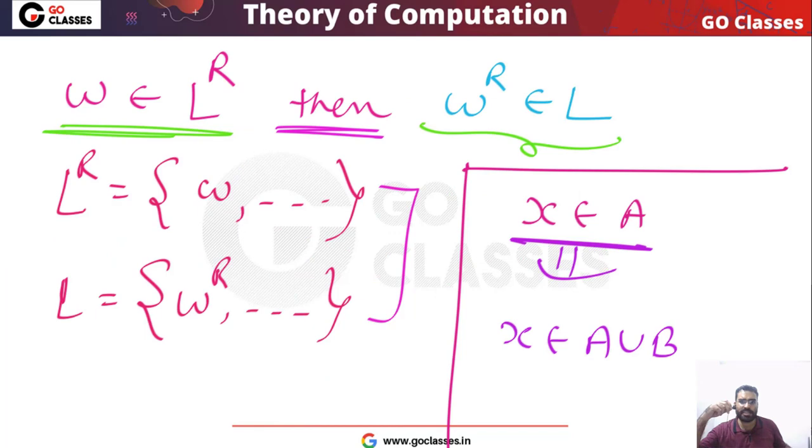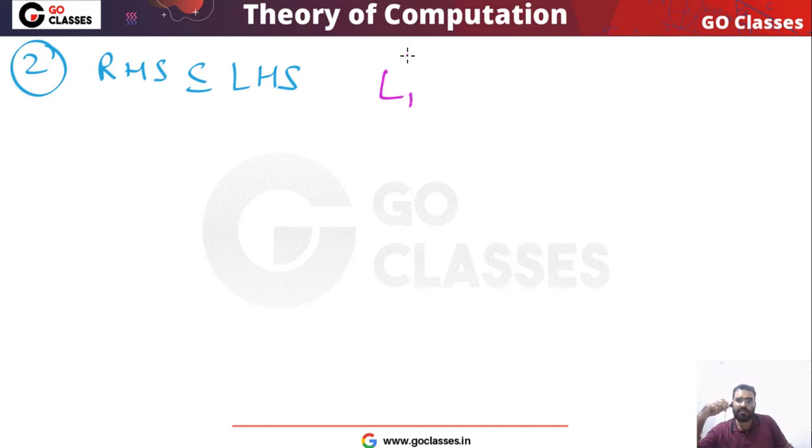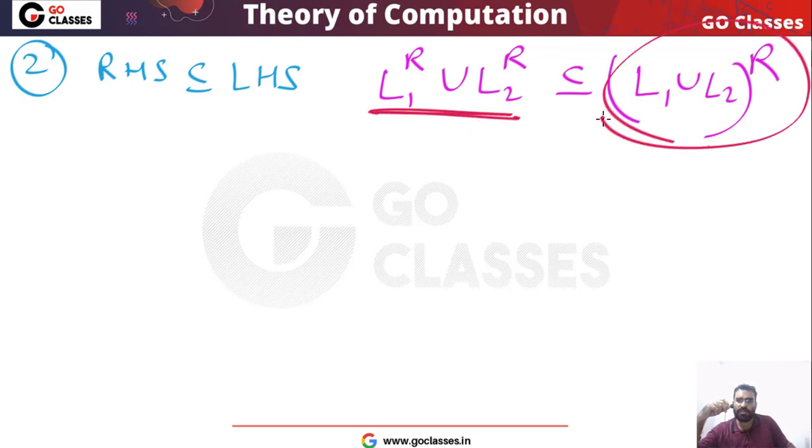Now let's see the second part. Now we have to prove that RHS is a subset of LHS. RHS means L1 reverse union L2 reverse, and this is a subset of L1 union L2 whole reverse. This is what I want to prove: RHS is a subset of LHS.